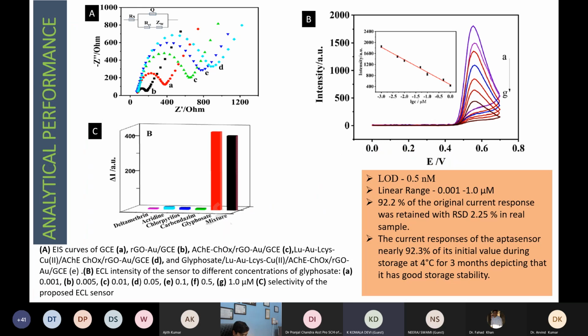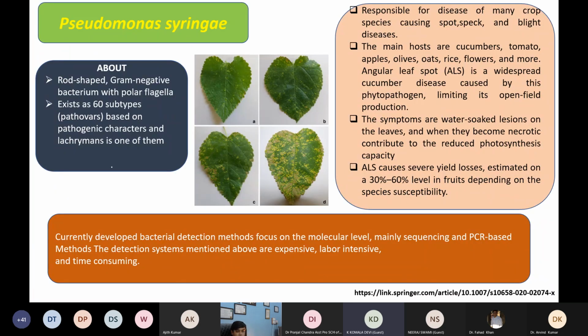I'll skip this. Now I'll give you one more very interesting example which has been published recently. This is a leaf. Basically this is an infected leaf, right? So why has it been infected? There is a bacteria, sorry, there is a pseudomonas. There is a bacteria, gram negative bacteria. This bacteria can be detected. So these are the general information related to this one. So this infection can be monitored by detecting this particular bacteria in the leaf system.